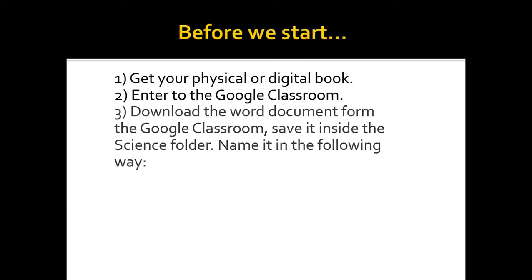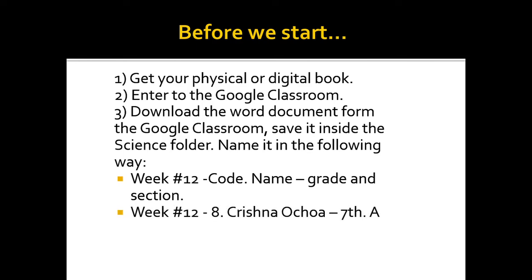So just like always, before we start with everything, you have to follow certain steps. So first, you need to get your physical or digital book. You need to enter the Google Classroom, download your document, save it in your science folder, and of course, name it in the following way. And just notice that there is a slight difference in between this name and last format's name.